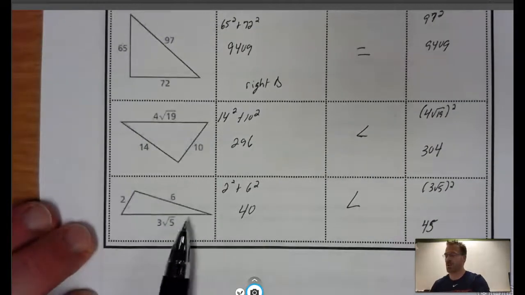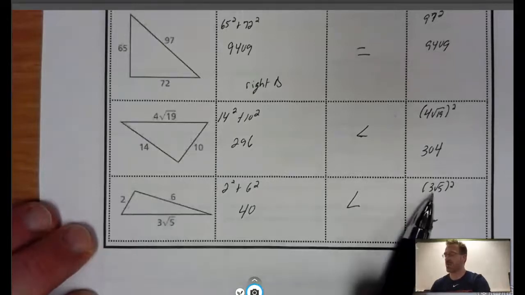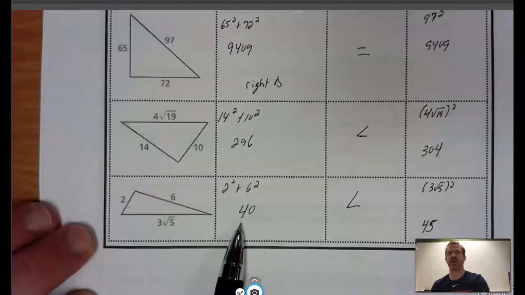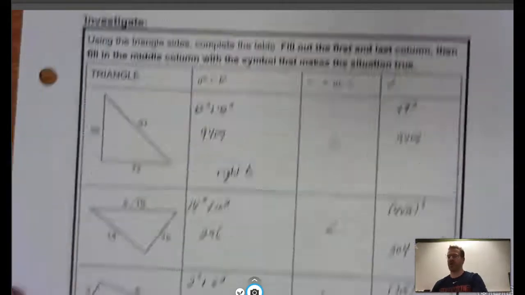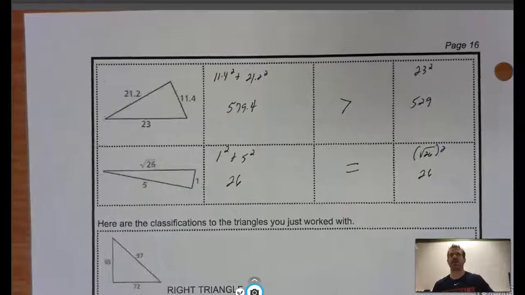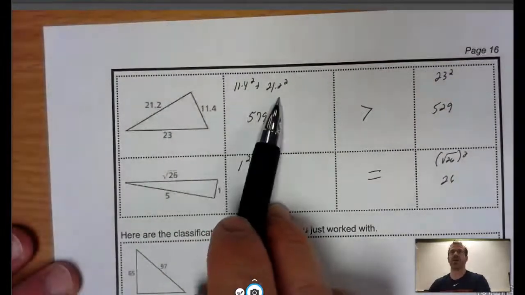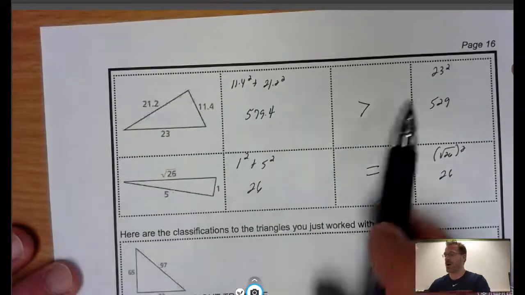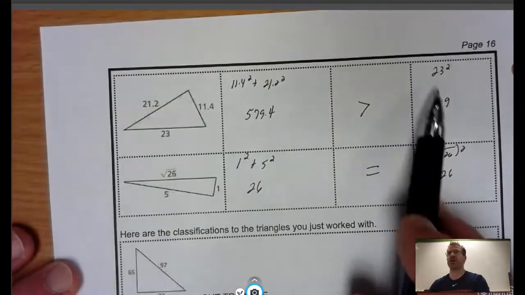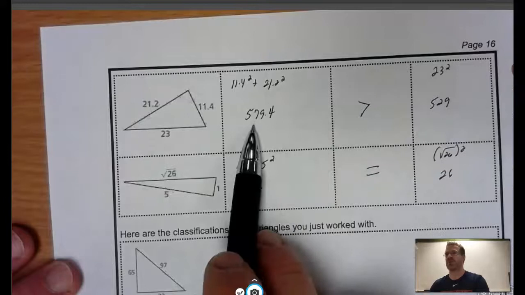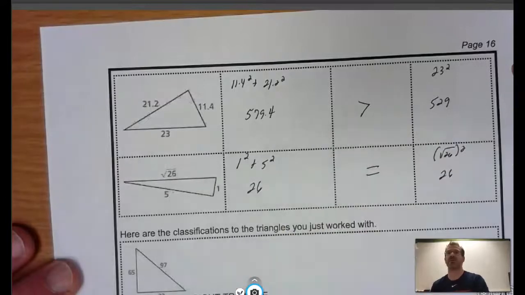So once again, 3 root 5 is my largest side here. That's why it's over here. And then once again, I get 40 when I do a squared plus b squared, but I get 45 over here. So a squared plus b squared is less than 45. All right, so let's flip over and look here. When we look at these two, a squared plus b squared is 579.4. Notice this time, 23 squared is 529. Now, a squared plus b squared is greater than c squared.